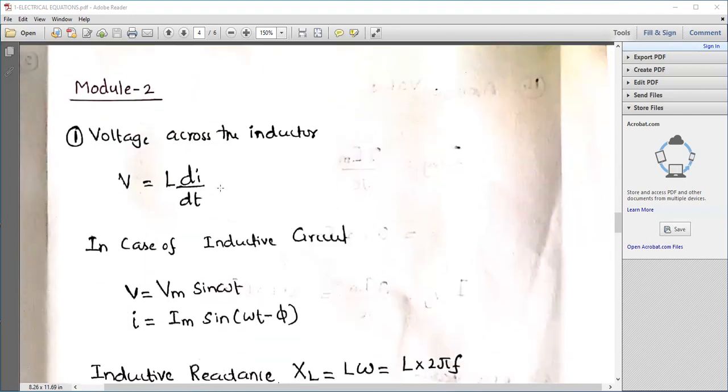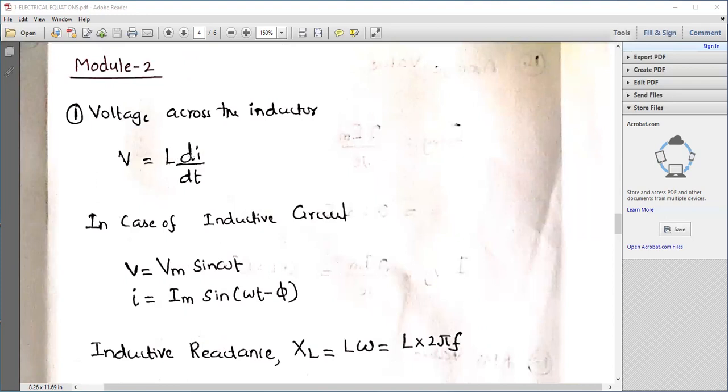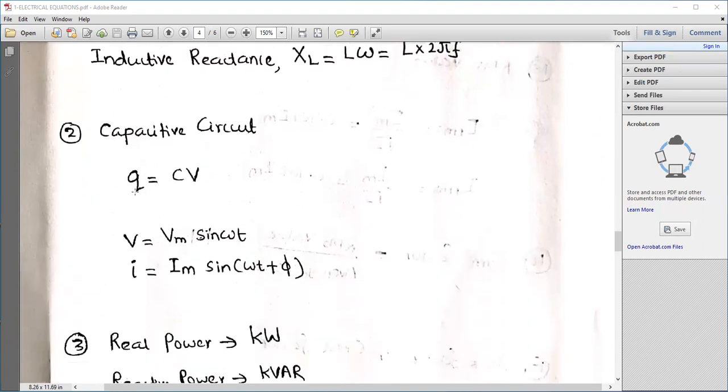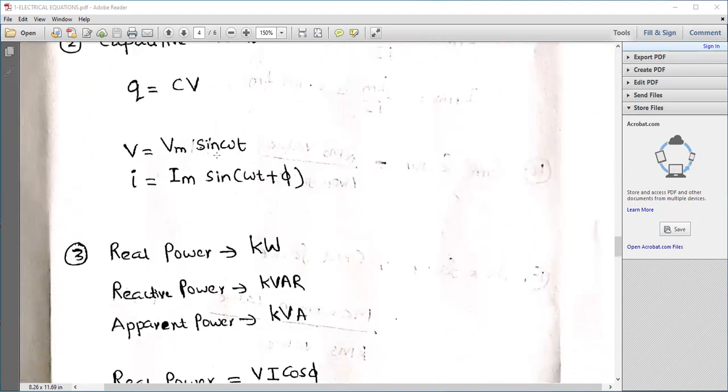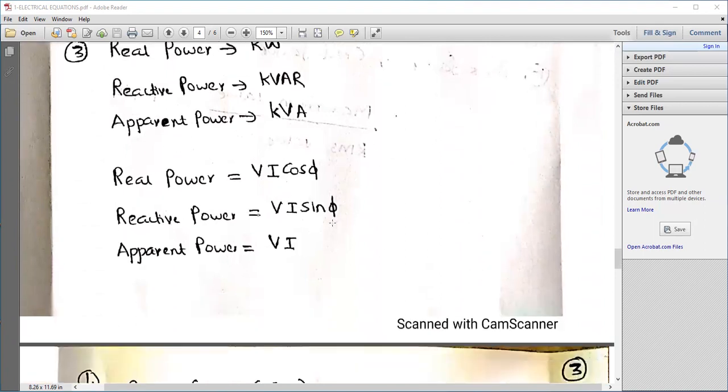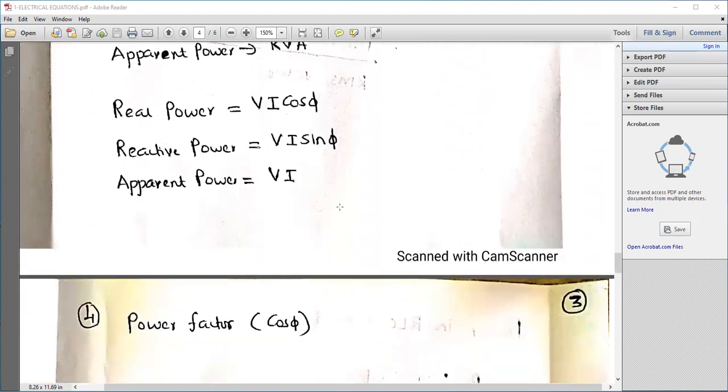Then in module 2, you have to remember about voltage across inductor. V is equal to L di by dt. Similarly, inductive reactance XL is equal to L omega. In a capacitive circuit, you can see Q is equal to C into V. Equation for real power, VI cos phi. Equation for reactive power, VI sin phi. Equation for apparent power, VI.